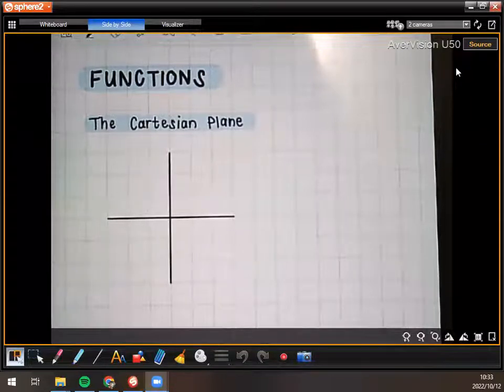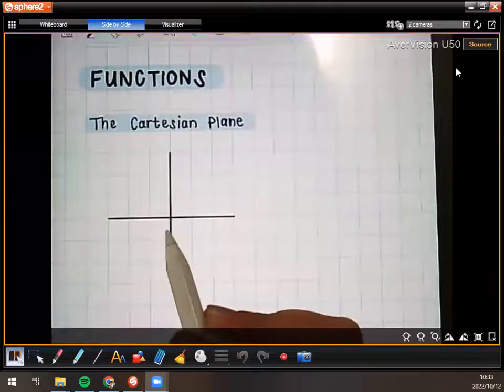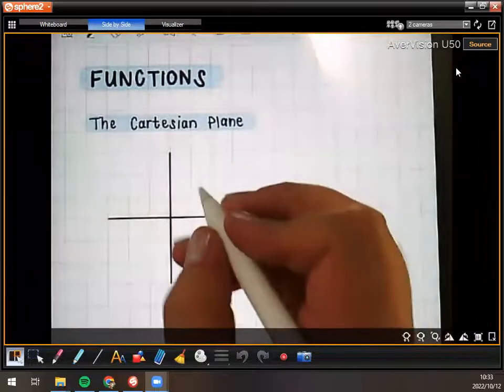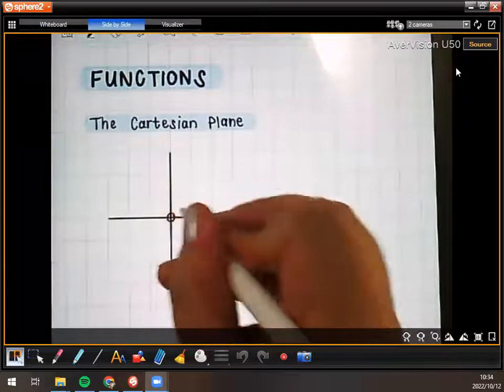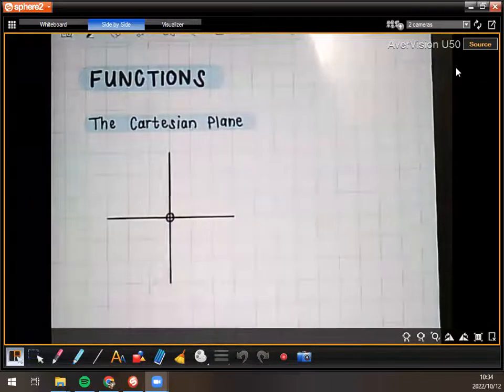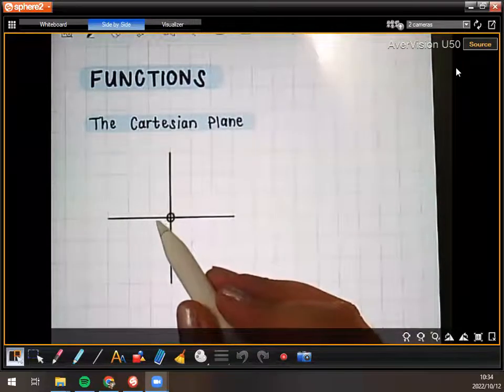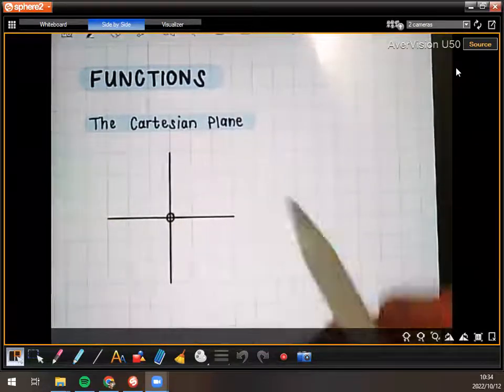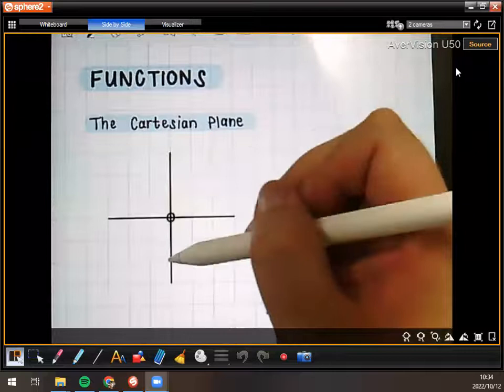But basically, each of these lines, both of them, they're actually number lines. So this horizontal line, I think you guys know what a number line looks like, right? You have negative values, you have a zero, and then you have positive values. So guys, where the two, we call these axes, cross, where they intersect, please put a zero around that point. And what this zero indicates is that this point is zero on the horizontal number line, and it's also zero on the vertical number line.